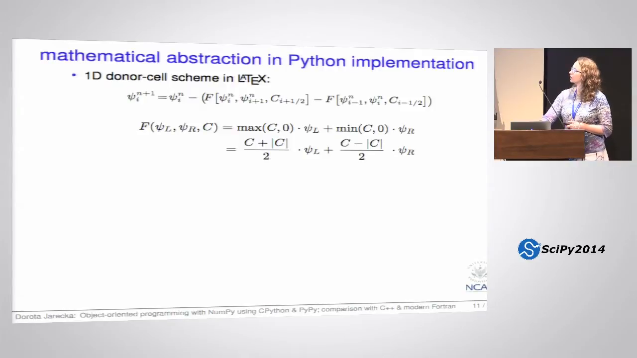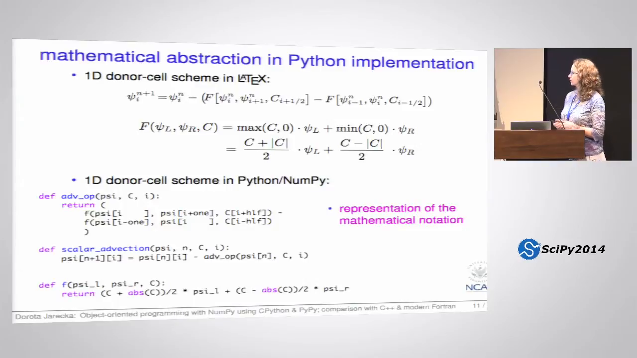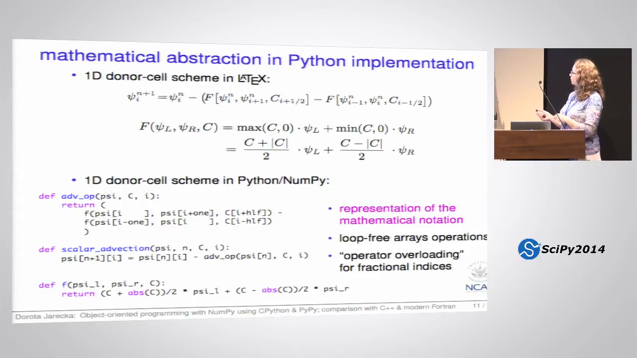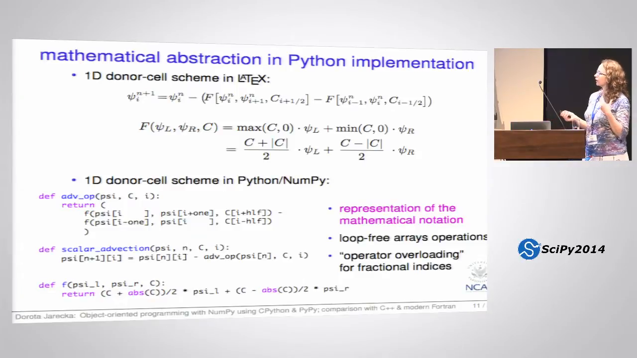So we also wanted to repeat this mathematical abstraction in our implementation. So basically, what do we mean by this? Mostly it's that we want our code to be loop-free, and to look more like a LaTeX implementation.